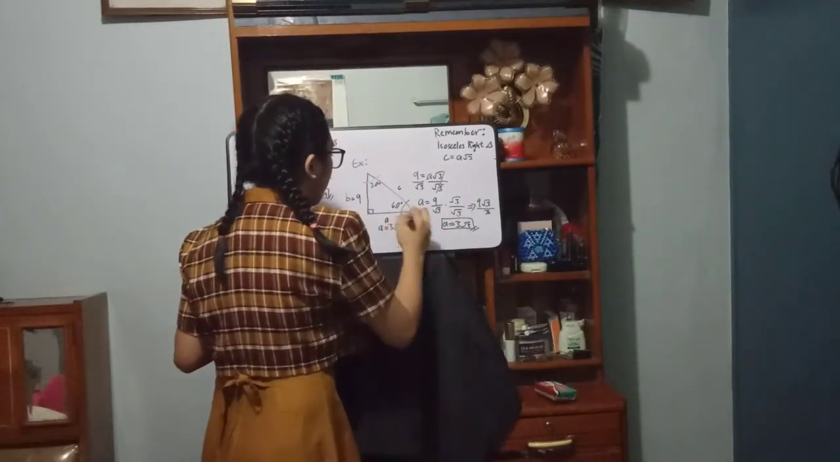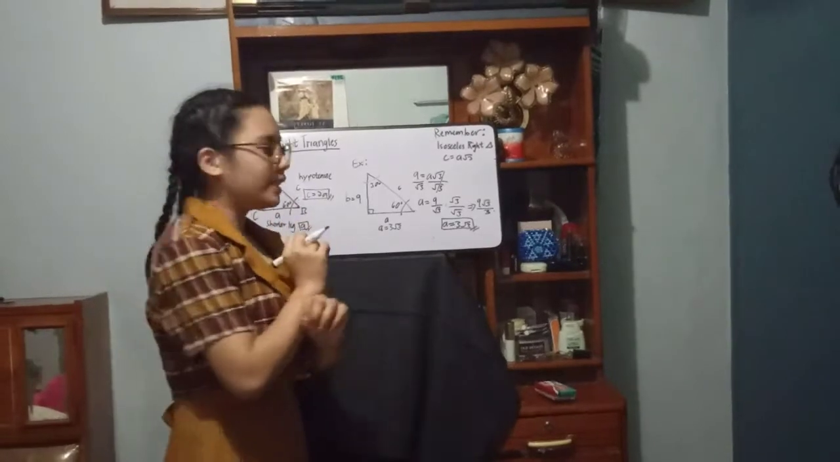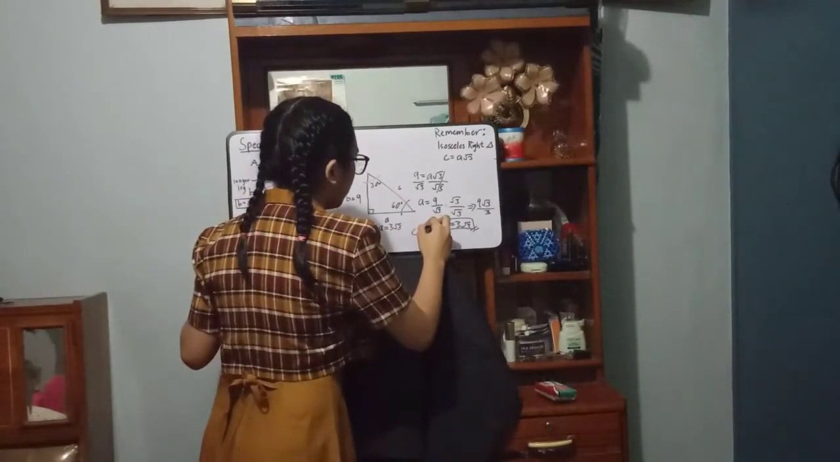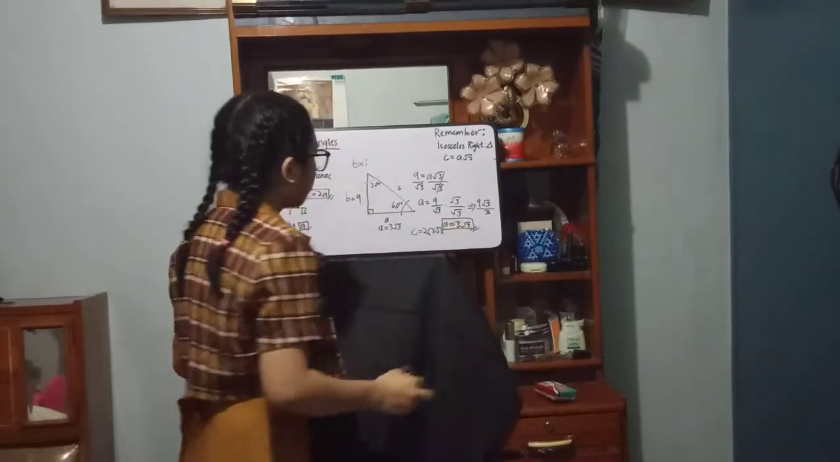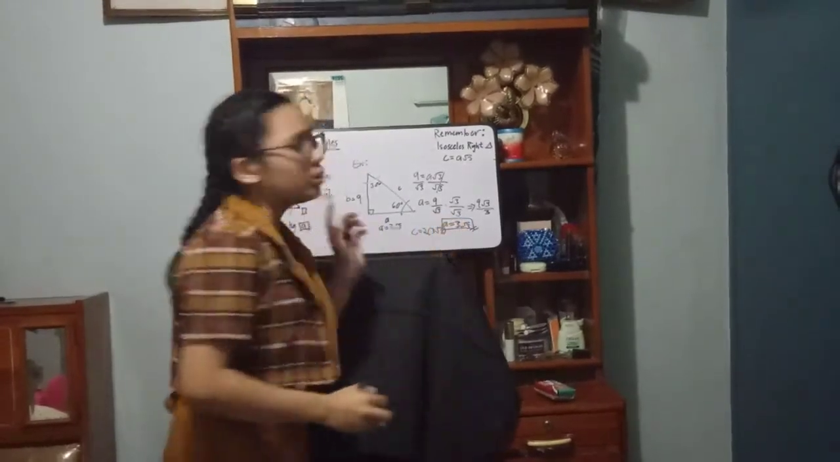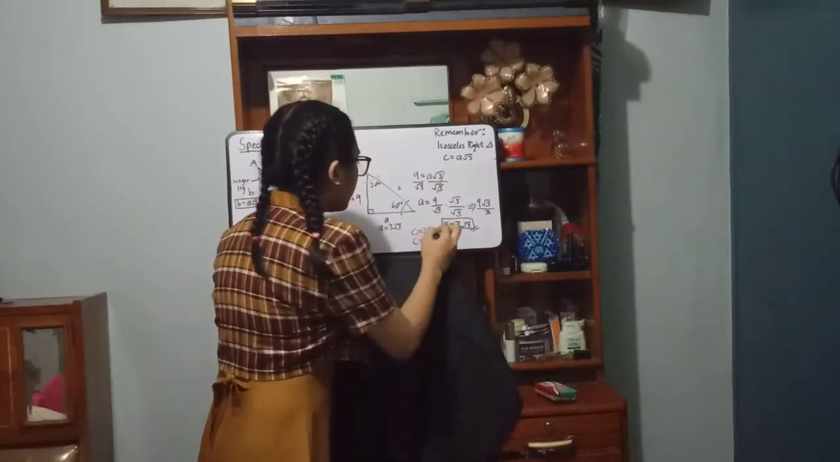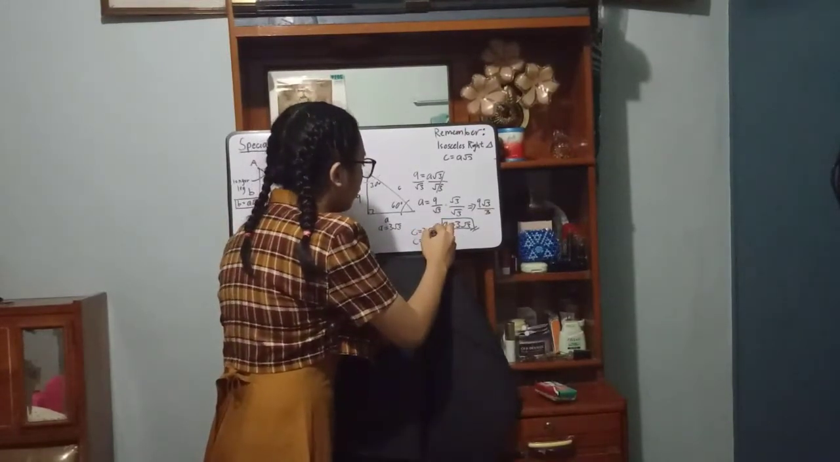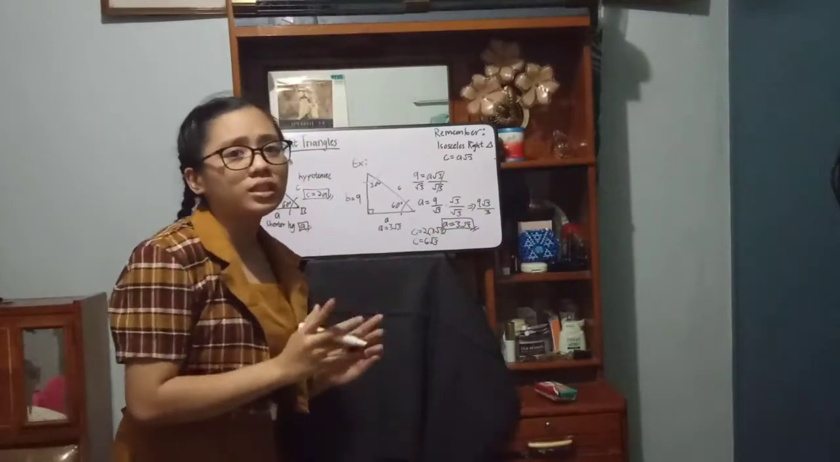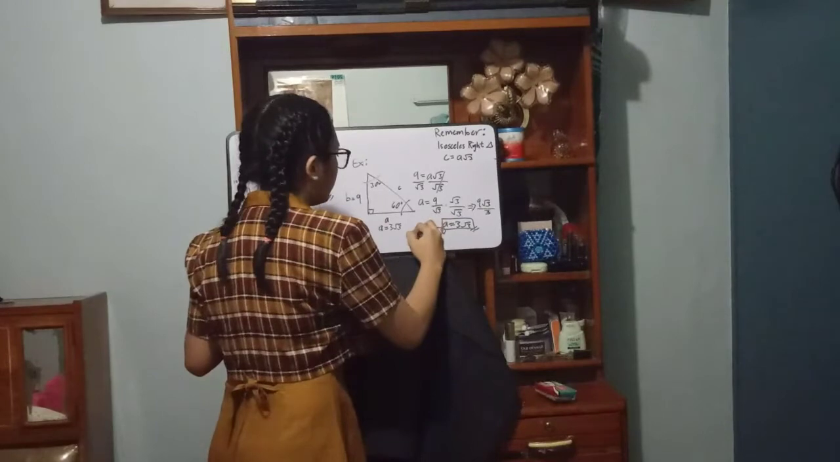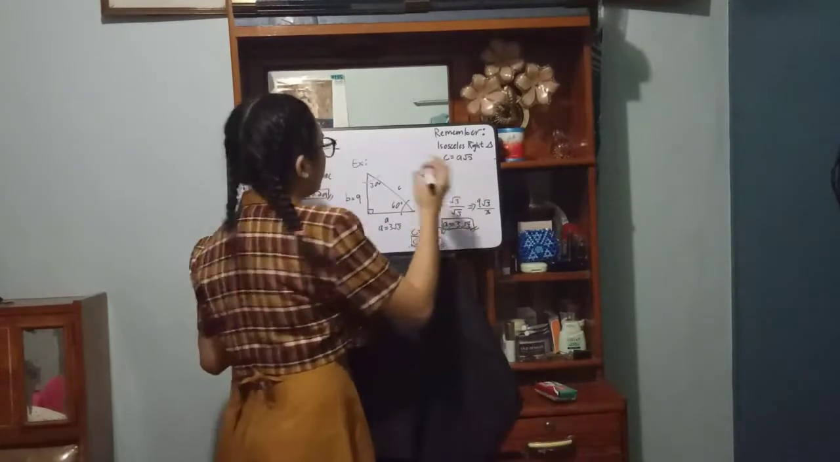Now we can find the value of the hypotenuse. C is equal to 2 times 3 square root of 3. So 2 times 3 is equal to 6, then times the square root of 3. The final answer will be 6 times the square root of 3. This is our hypotenuse.